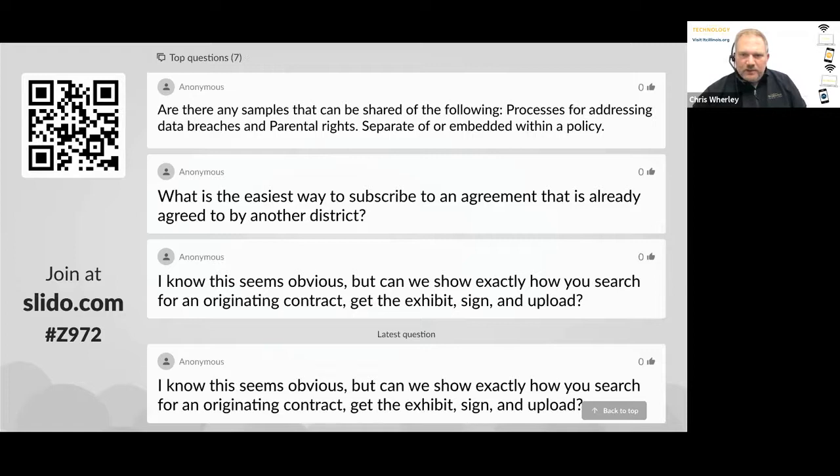I did see one other question in here that I wanted to look at. Can an originating agreement include custom terms in Exhibit H? My feeling is, and I'm not a lawyer, but Deborah is, that any agreement ultimately can be subscribed to, as long as the vendor says that you can subscribe to that agreement.